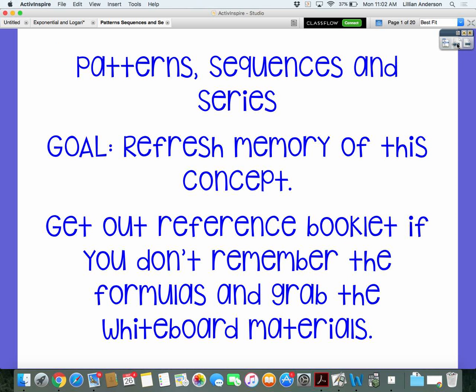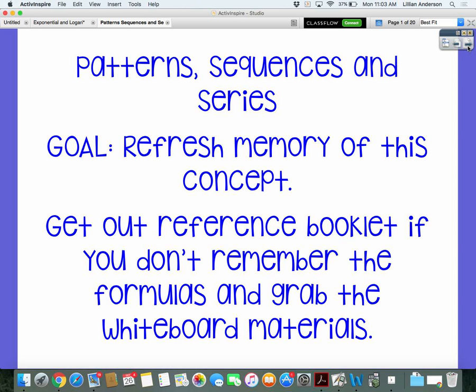All right, so today we're talking about patterns, sequences, and series. The goal is to refresh your memory on this concept, and the best way to do this is honestly through examples. So you need your reference booklet, and if you don't remember the formulas, then of course grab your whiteboard materials. Because in all honesty, guys, arithmetic and geometric sequences and series is like, which formula do you use? Figure that out. What variable are you looking for, and then plug in your numbers.